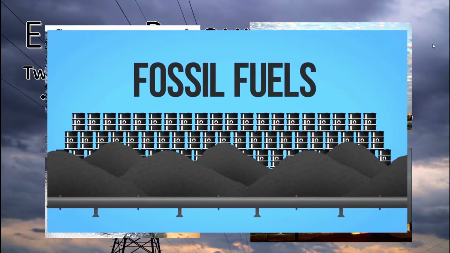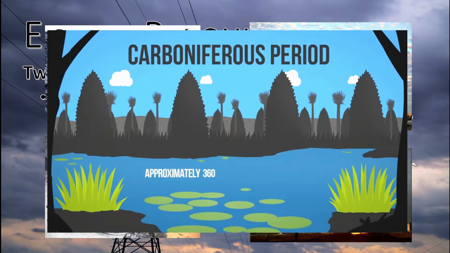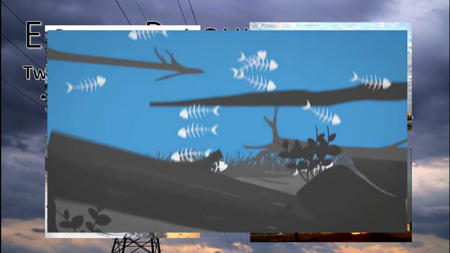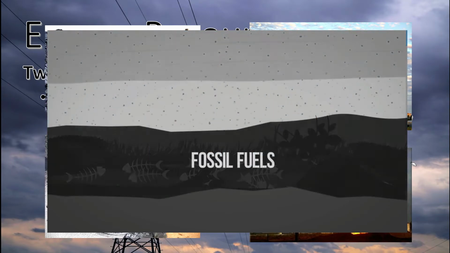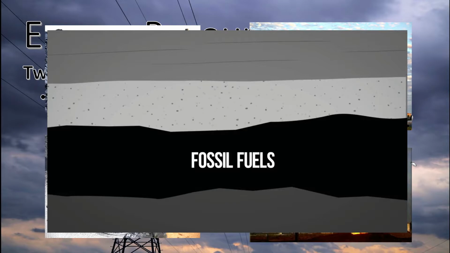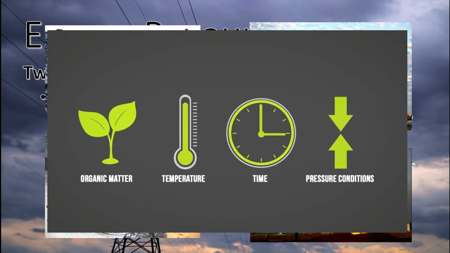Fossil fuel is a term used to describe a group of energy sources that were formed from ancient plants and organisms during the Carboniferous period approximately 360 to 286 million years ago, even before the age of dinosaurs. At that time, the land was covered with swamps filled with organisms and plants. As they died, they sank to the bottom of swamps and oceans and over millions of years started decomposing under layers of sand, clay, and other minerals. Different types of fossil fuels formed depending on the combination of organic matter, temperature, time, and pressure conditions while decomposing.